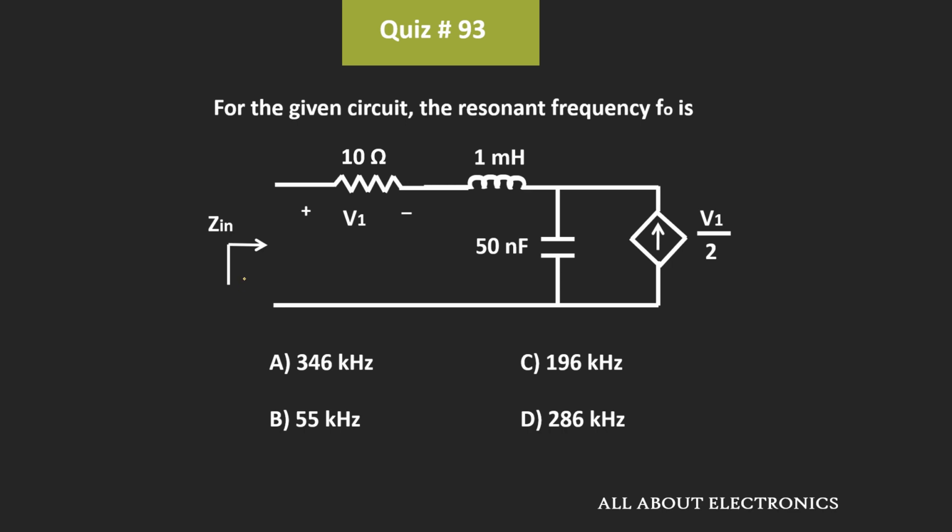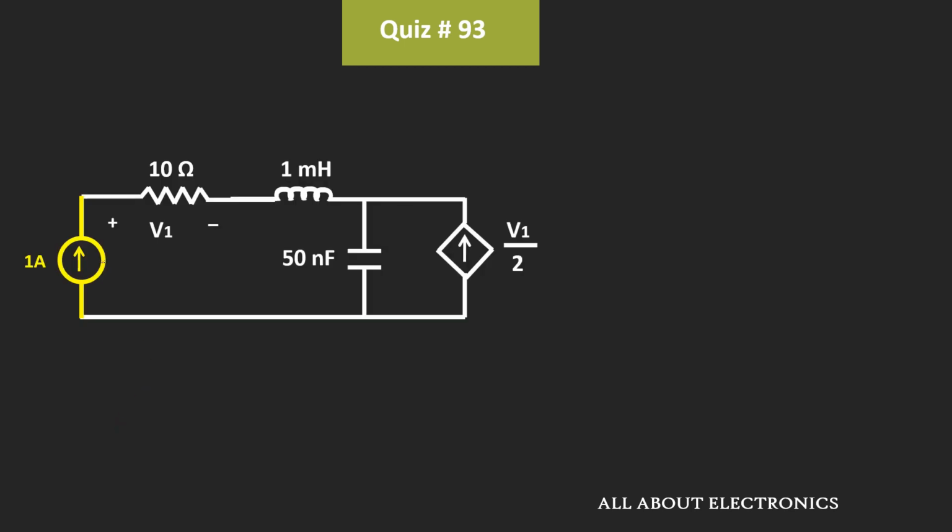So to find the resonant frequency, first of all, let us find the equivalent impedance. So here, to find the equivalent impedance, what we will do, we will apply the test current and we will find the voltage across this test current. Let's say this voltage is equal to Vt. So the ratio of this Vt and the It will give us the equivalent impedance. Now here, to find this test voltage, let us apply the KVL equation in this loop.